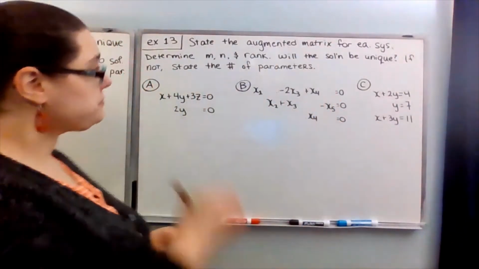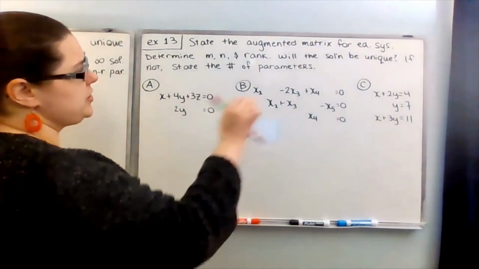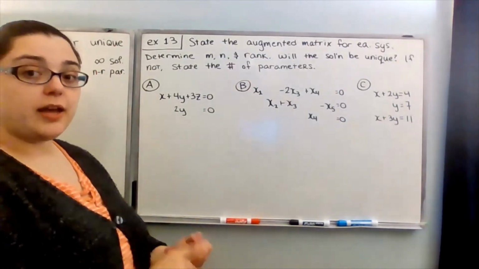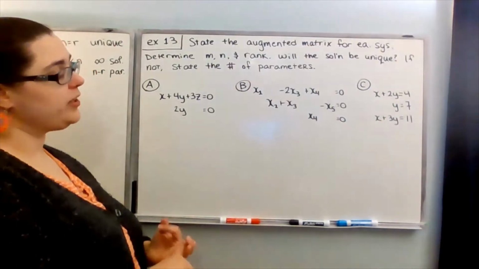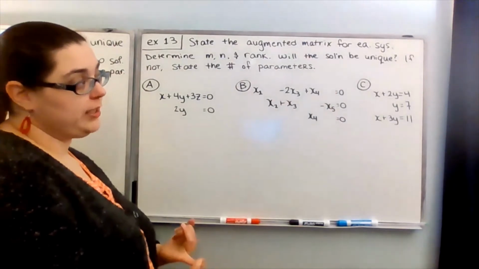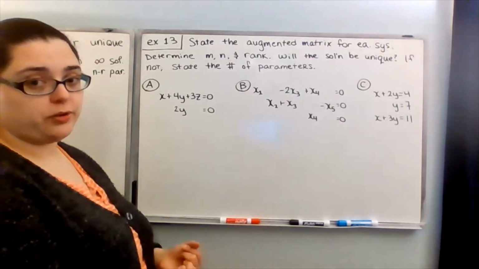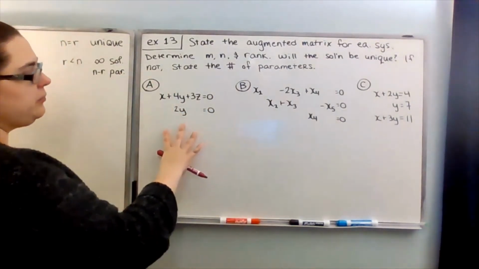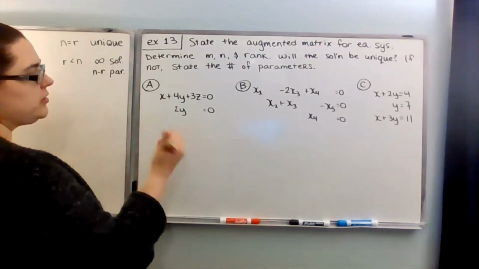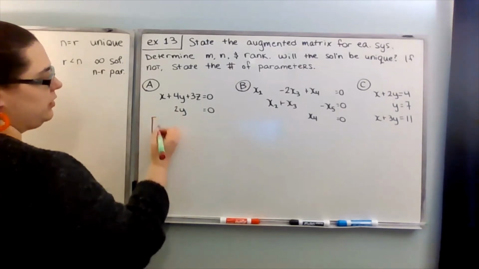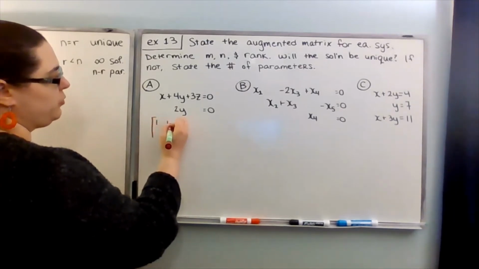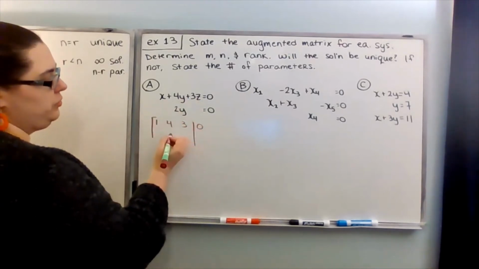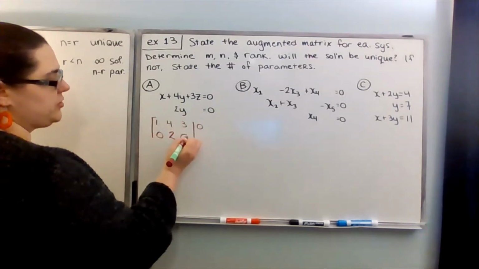So for this example, they want us to first state the augmented matrix for each system. Then we have to state m, n, and the rank. And then we have to determine, will the solution be unique? And if not, how many parameters will there be? So let's look at this first example. We'll begin by stating the augmented matrix. So this is going to be 1, 4, 3, 0. Then we just have a 2 here and zeros elsewhere.